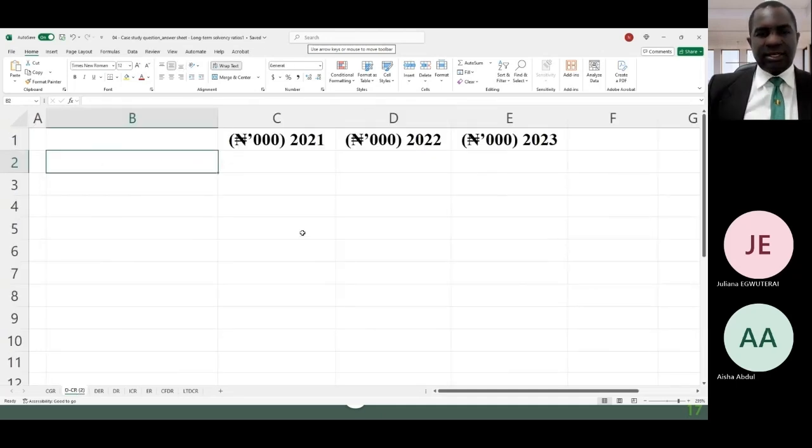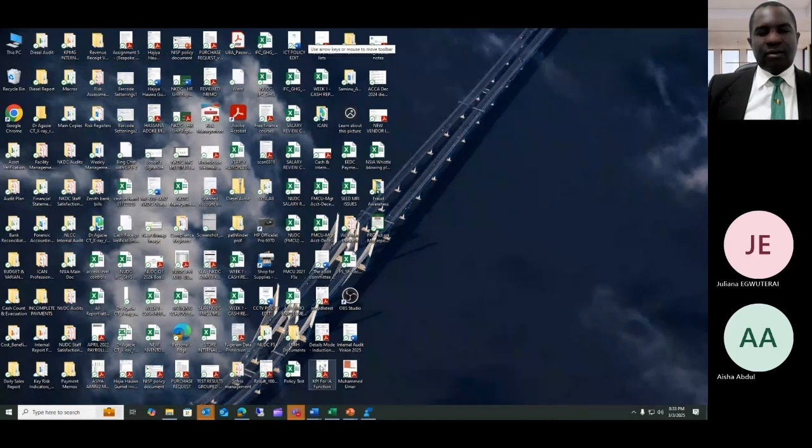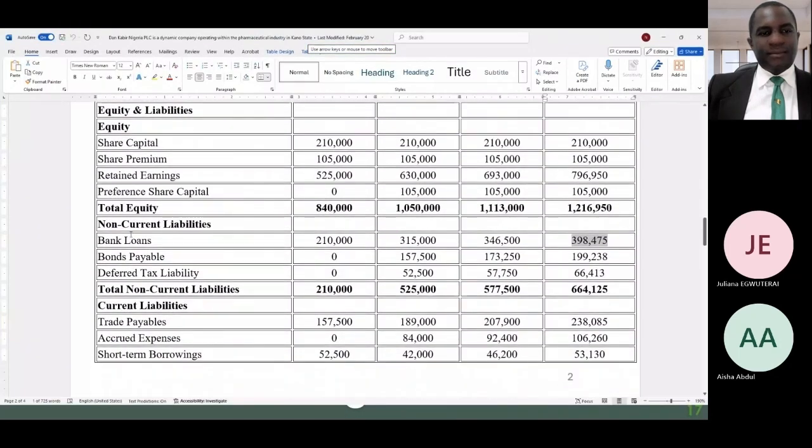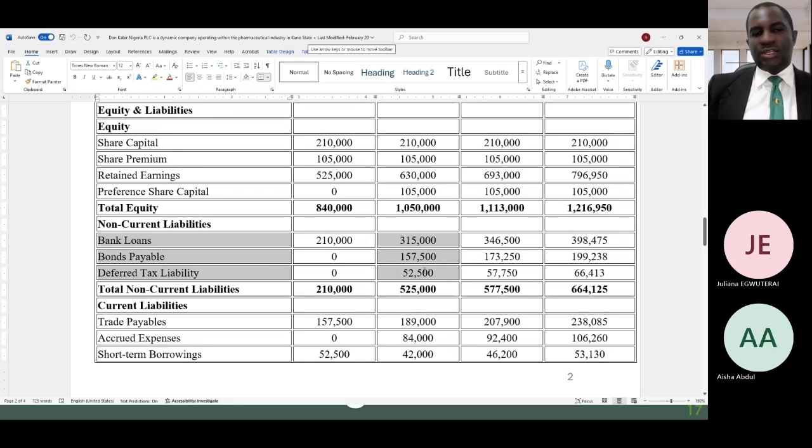So what are the components? The components of gearing or debt to capital are your long-term and short-term debt compared to your total capital. That is what it means. It's very simple, so take it very simply. There's no issue of fixed interest, internal or external. When you hear debt, just know it's your non-current and your current liabilities. So we are looking at the total debt compared to the capital structure.